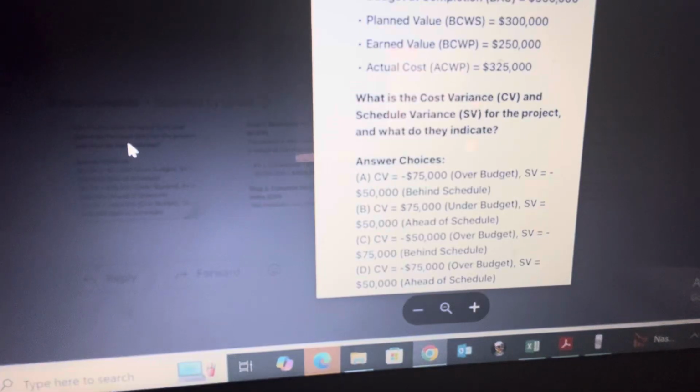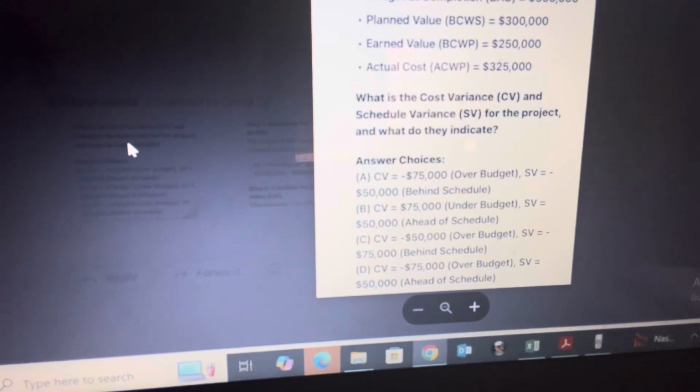Today we are going to discuss a very important topic in construction engineering, and it is the earned value analysis: schedule variance, cost index, schedule index, and this is our first practical example.